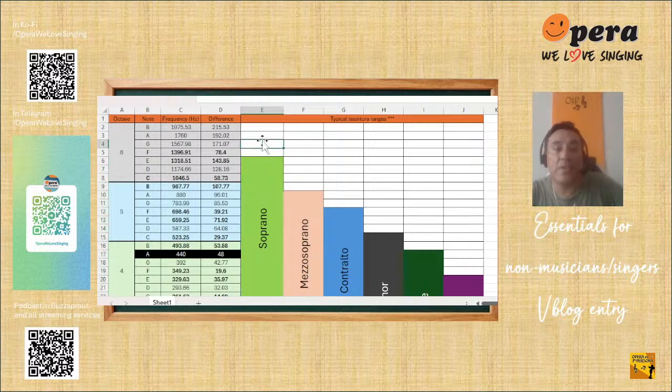But remember that there are sopranos who can go as high as these two notes, these two babies here, the F and the G. If I remember well, Katia in fact sings as high as the G6.